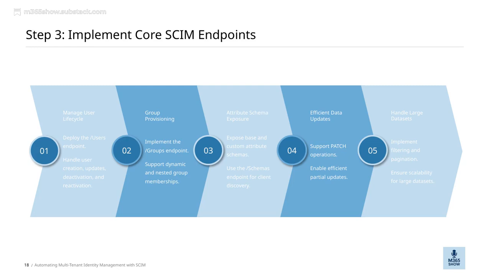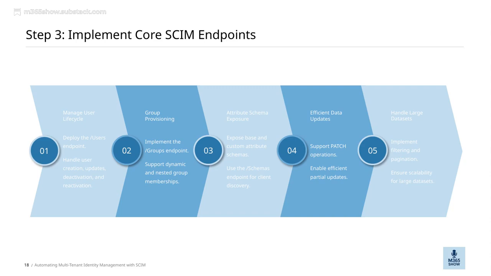This is where we really bring the automation to life for multi-tenant identity management. First, we'll deploy the users endpoint, which handles all aspects of user management: creating, updating, deactivating, and reactivating users. This ensures a seamless user lifecycle management process. Next, we implement the groups endpoint. This allows us to support dynamic and nested group memberships, which is crucial for flexible and scalable group management in complex environments. We also need to expose the base and custom attribute schemas.